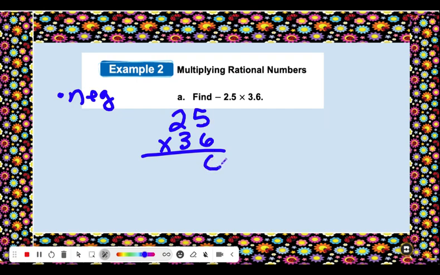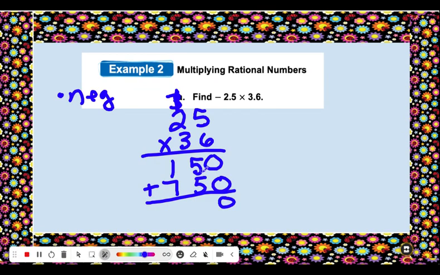5 times 6 is 30. Carry the 3. 6 times 2 is 12. Plus 3 is 15. Then we hold a 0. Now we go 3 times 5 is 15. Carry the 1. 2 times 3 is 6. Plus 1 is 7. Add them.